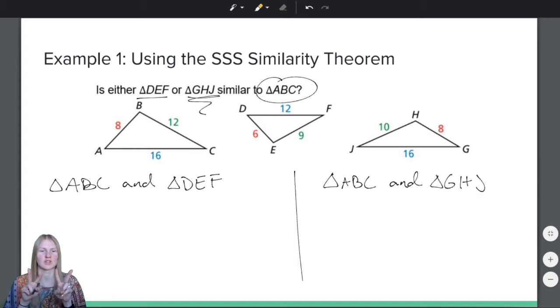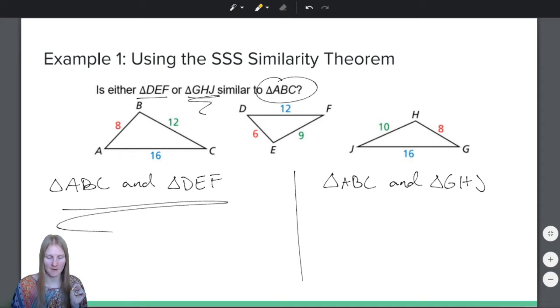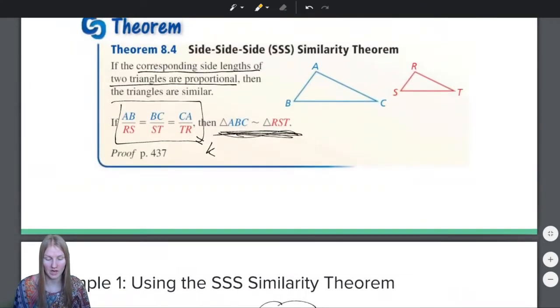There's two parts to this question. We want to know, is DEF similar to ABC? And is GHJ similar to ABC? We're going to focus on triangle DEF first. So, if these two triangles are similar, all of their sides need to be proportional. I should be able to write out a statement like this and have it be totally true.